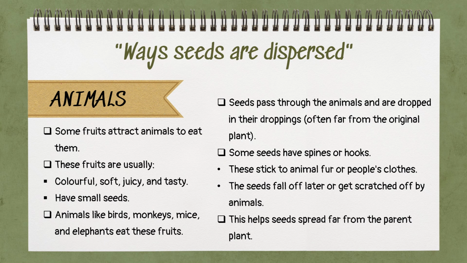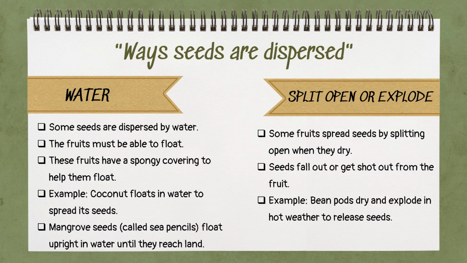Some seeds have spines or hooks. These stick to animal fur or people's clothes. The seeds fall off later or get scratched off by animals. This helps seeds spread far from the parent plant.